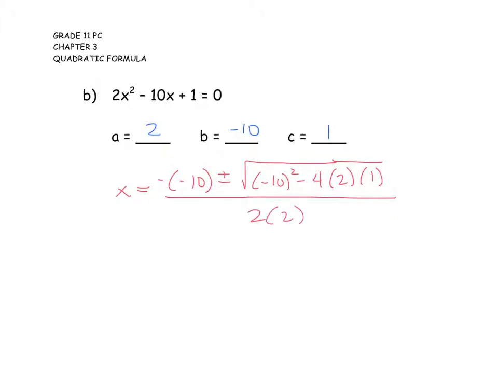Alright, so then you're going to simplify this completely. If there are two negatives here, you'll always change this to a positive. And over here, you're going to completely take out the square root. So you have negative 10 squared, which is 100. 100 minus all that multiplied is 8. So what you have left is x equals 10 plus or minus the square root of 92, because this is 8, this is 100, divided by 2 times 2, which is 4.